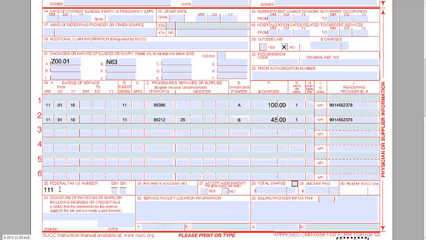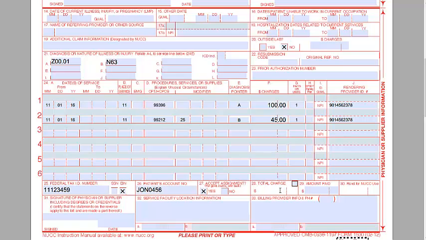Item number 25 is the federal tax ID number, and we're going to use an EIN for the clinic. That's 11123459, and it is their EIN number. Patient's account number, we're going to go ahead and put this in here. This is for our reference only. We accept assignment for Medicaid.